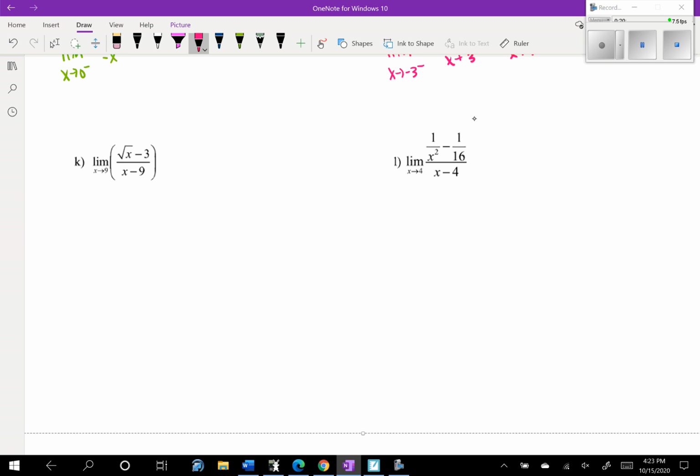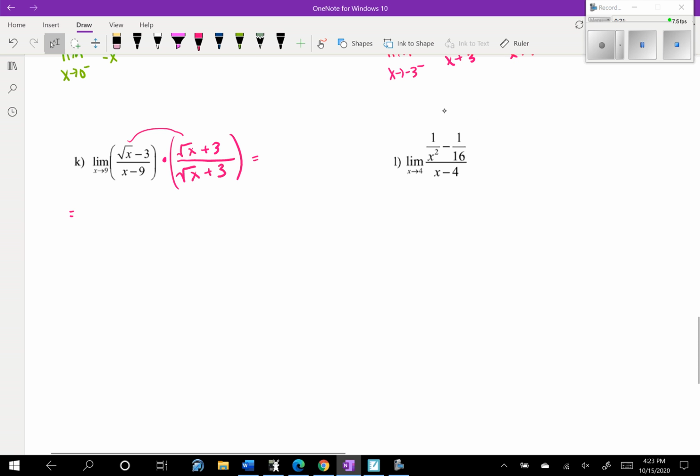Anytime that happens, and you notice there is that radical, you can multiply by the conjugate of what is in your numerator. So the conjugate of the numerator would be root x plus 3 over root x plus 3. If I multiply by that, notice I would get root x times root x, which is equal to x, and then plus 3 root x minus 3 root x, and then minus 9. Notice your middle terms cancel out to leave you with x minus 9.